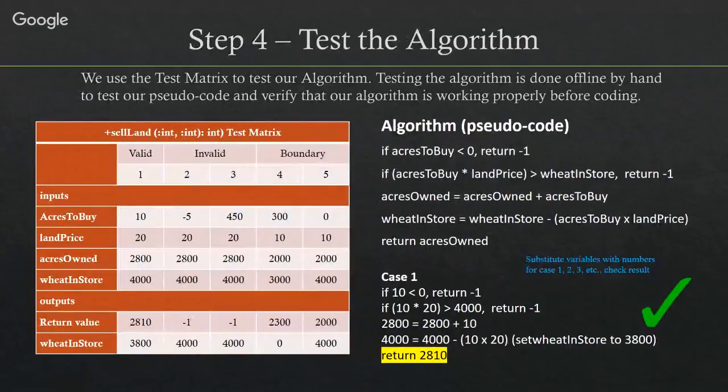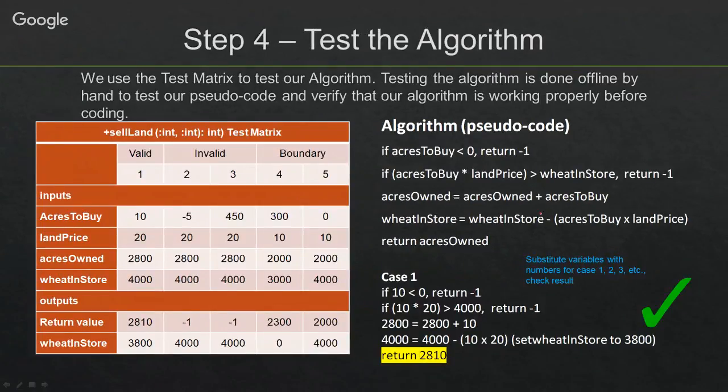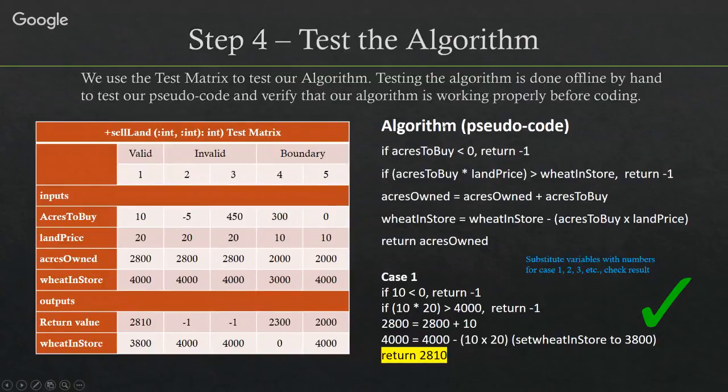So then we have the test algorithm. This is the algorithm that we call pseudocode, which is how do we actually solve our problem, what's the formula or algorithm we're going to use in order to get the correct return value.